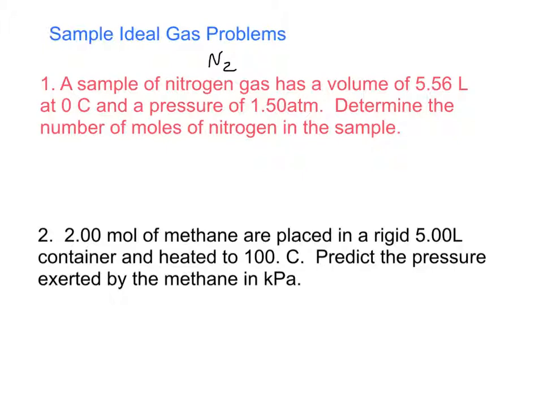It has a volume, 5.56 liters at 0 degrees Celsius, and a pressure of 1.50 atmospheres. And you're asked to determine the number of moles of nitrogen in the sample. So the first thing we have to realize is we cannot work with the Celsius temperature. We need to change it to Kelvin. And of course, we just add 273, so we can rewrite that as 273 Kelvin, which would be equivalent to 0 degrees Celsius.